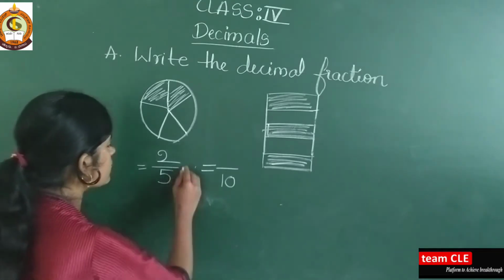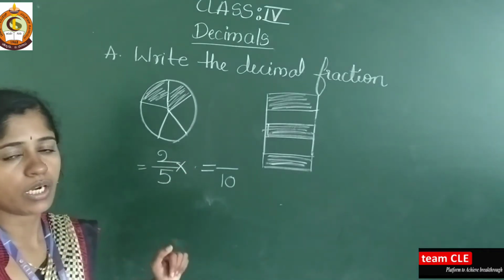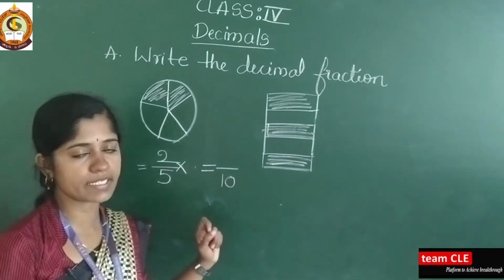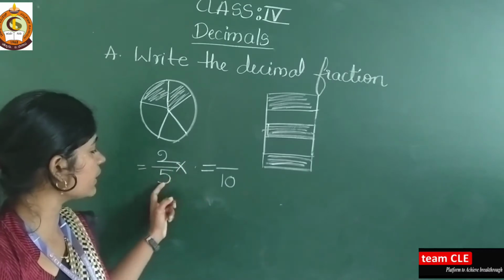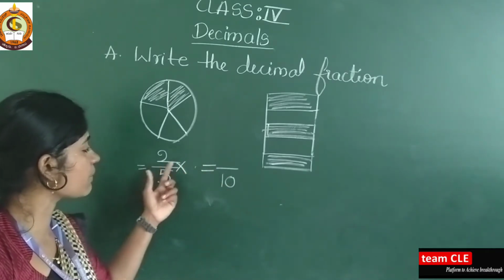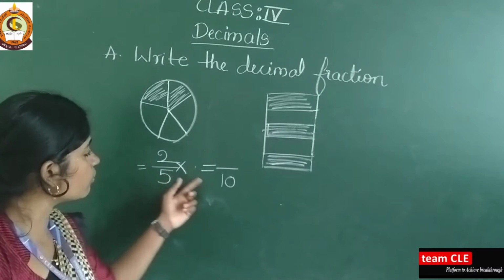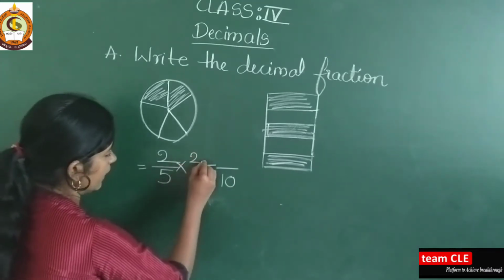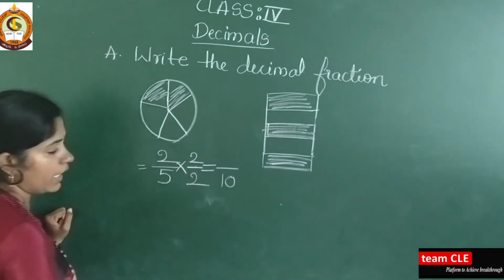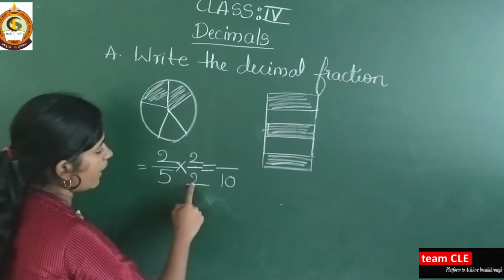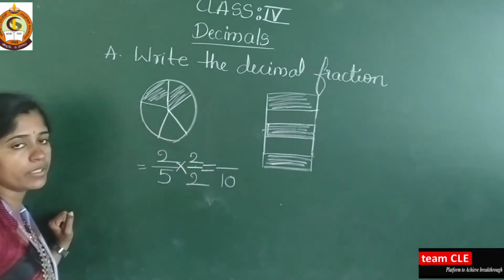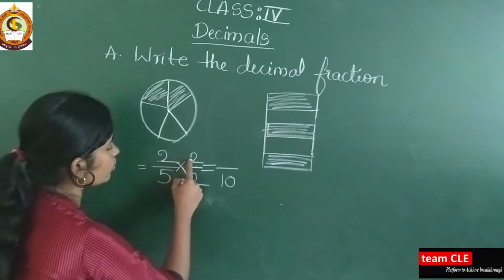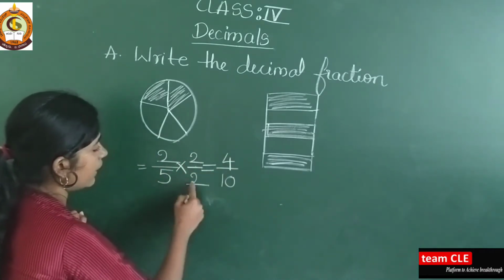So dear students, already you know how to find the equivalent fraction of the number. Here 5 is there and we want 10, so which number do I have to take? 5 times how much is 10? 5 times 2 is 10. So here you write 2 by 2. Why did I take 2? Because 5 times 2 is 10, and you take the same number for the numerator also and multiply it. So 2 times 2 is 4 and 5 times 2 is 10.